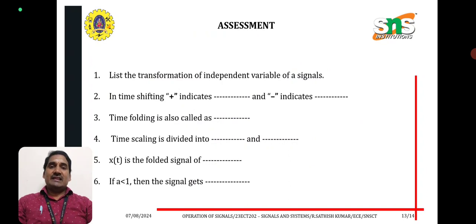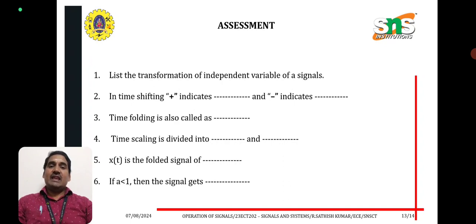Next, we can see the assessment. List the transformations of the independent variable of signals. They are time shifting, which is time advancing and time delay; time scaling, which is time compression and time expansion; and then time folding. In time shifting, plus indicates advancing, minus indicates delay. Time folding is also called the reversal function, reflection, or time reflection function. Time scaling is divided into time compression and expansion.